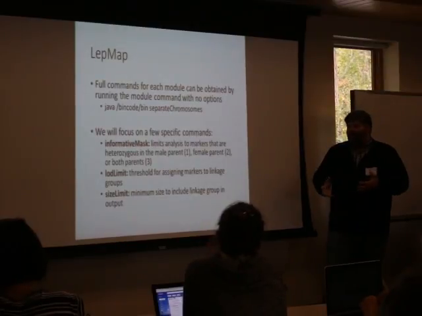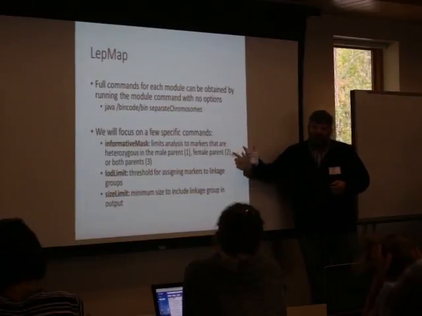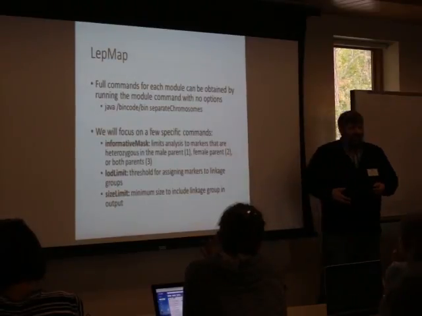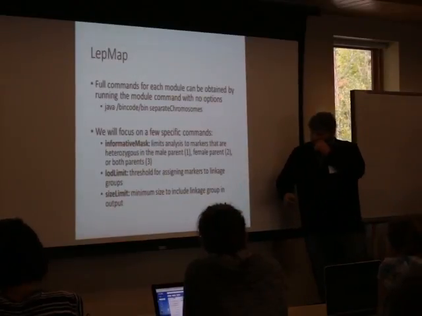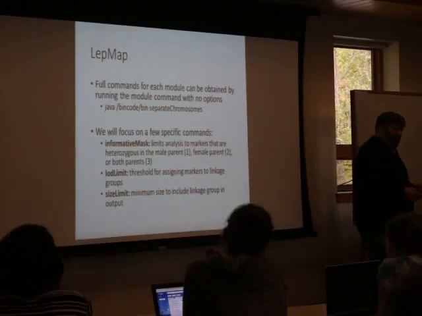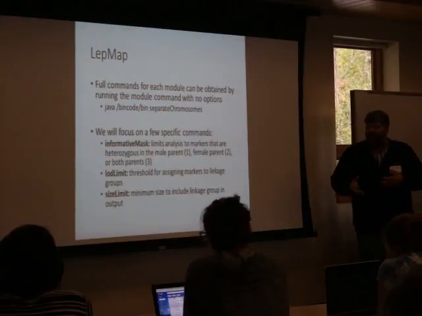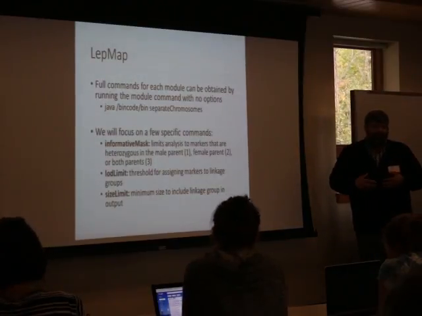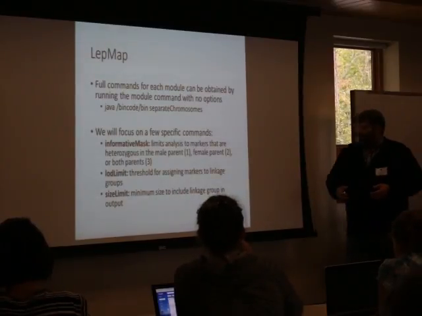So certainly play around with that and see what happens. You set informative mask for each of the different modules in LetMap, so just keep it consistent as you're going through. LOD limit sets the threshold for aligning the markers to linkage groups. So you'll use this in separate chromosomes to group your markers together in the linkage groups, and then you'll also set it in join singles in order to join the additional markers. So play with that and see how many linkage groups you get out of it.